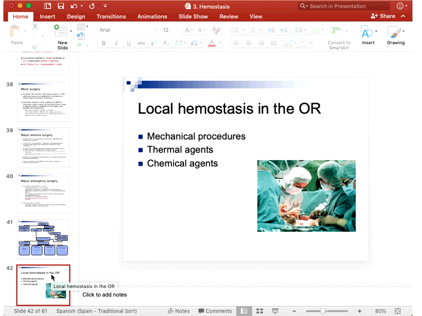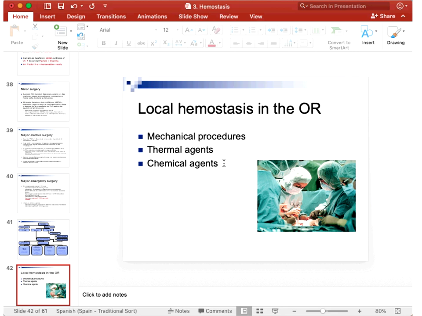Well, first, you grab your finger and you push it. You push wherever you see it's bleeding. That's the first thing you do. Then we have thermal agents, such as a cautery, or chemical agents.